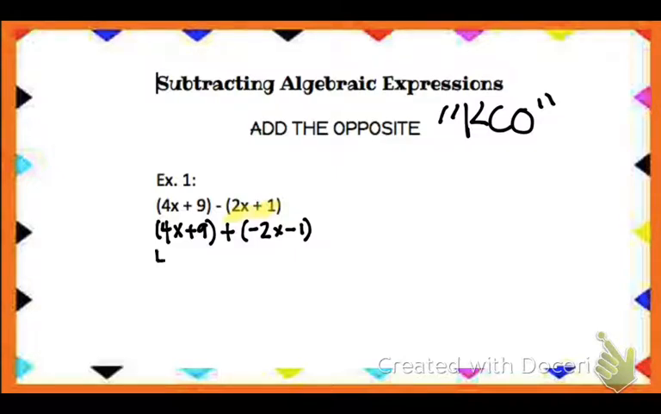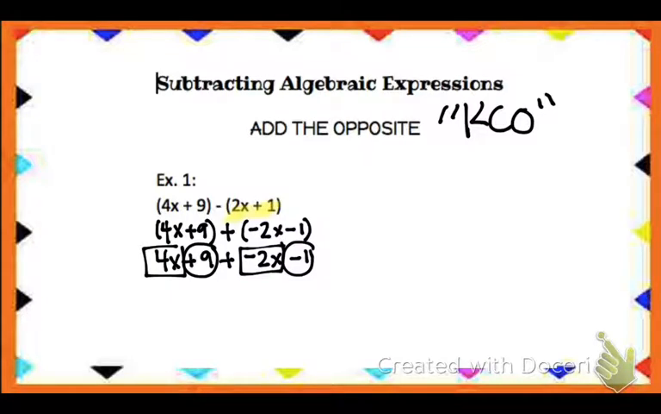Right now there's nothing to distribute, so I'm going to end up with 4x plus 9 plus negative 2x minus 1. So I've got positive 4x and negative 2x, and then positive 9 minus 1. That's going to give me what? Positive 2x plus 8. Okay, so we KCO and then follow the same rules for addition.